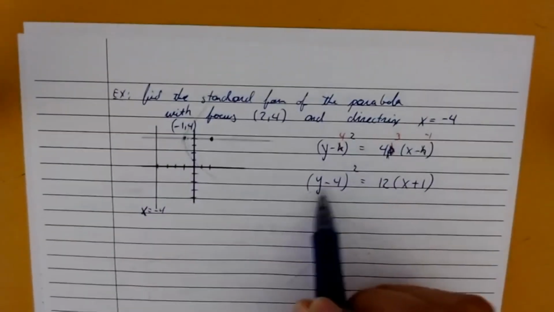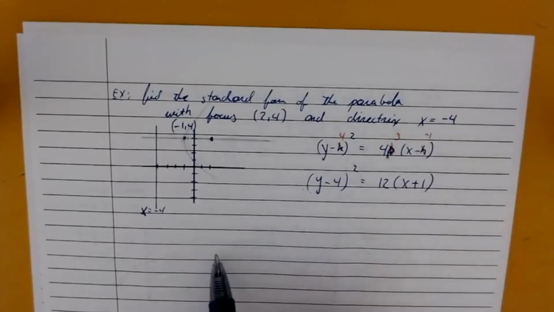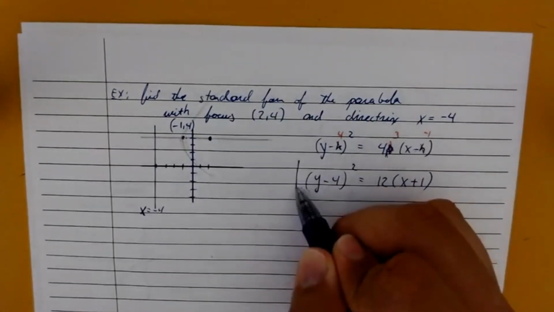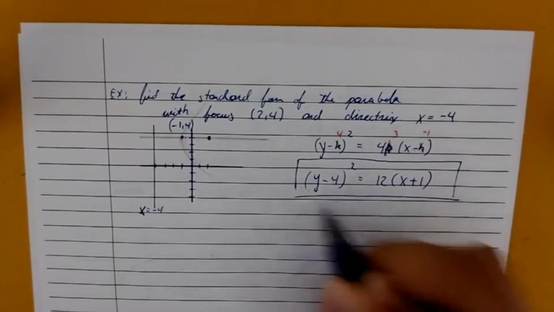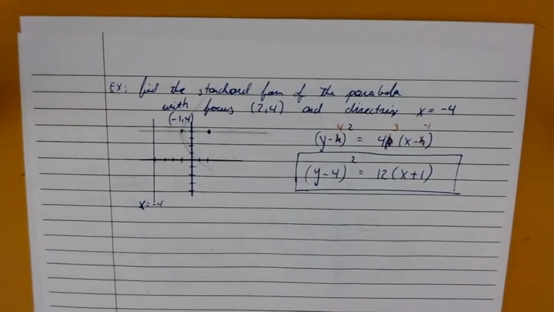At this point, if you wanted to, you could of course multiply this out, distribute the 12, combine terms, things like that, but that would not be the standard form. There are other ways to write parabolas and hyperbolas and ellipses, but this would be the standard form of the parabola. So there we go. Go ahead and give that a try.